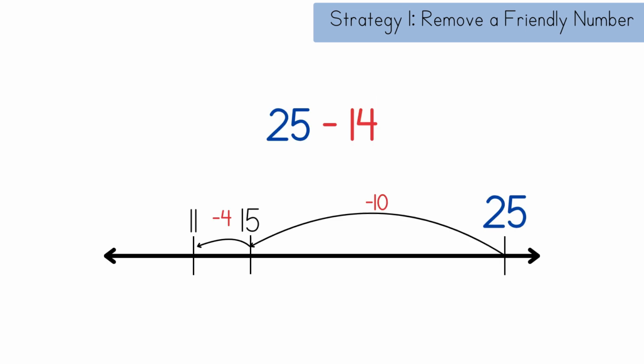Let's look at this on a number line. I have 25, I take away 10, and then I take away another 4, and I get 11. Nice. Next strategy: remove a friendly number, but you're going too far.